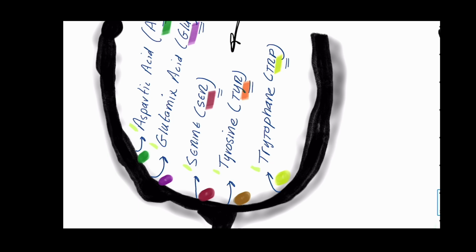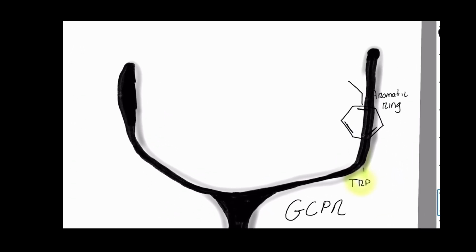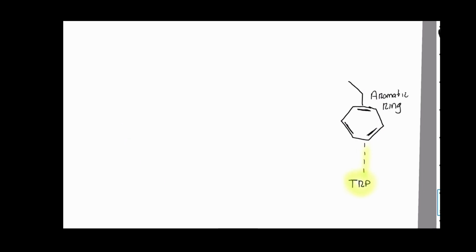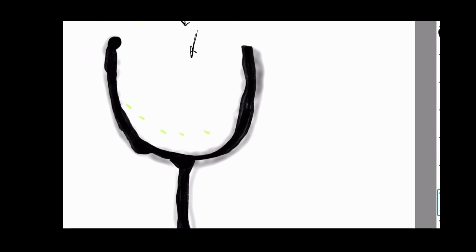Now, interestingly, let me close this off. I'm going to clean all this up. Let me get rid of this. Interestingly, with G-coupled protein receptors, let me get rid of that aromatic ring. Give me 1 second here. Unhide. There we go. And we're going to unhide this. There we go. And we're going to bring that up.